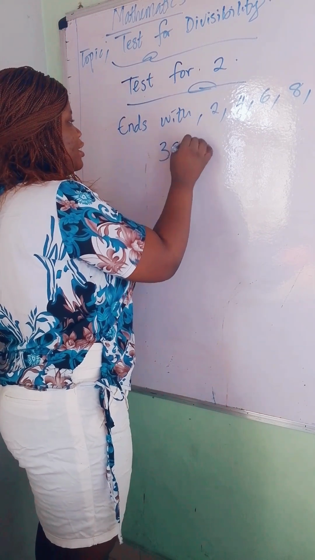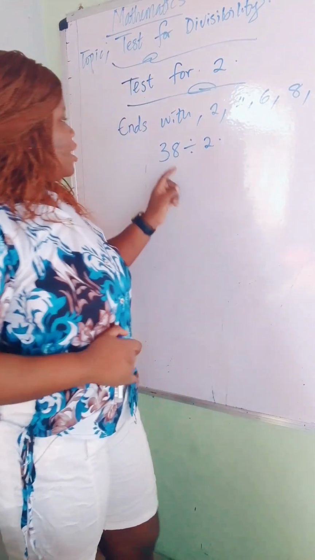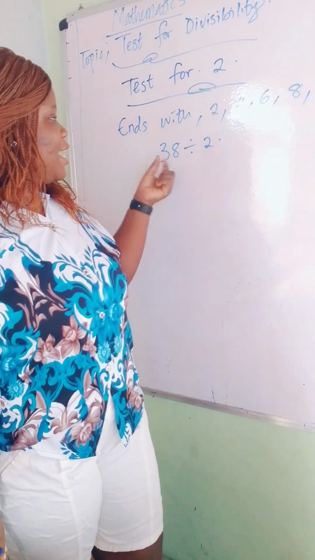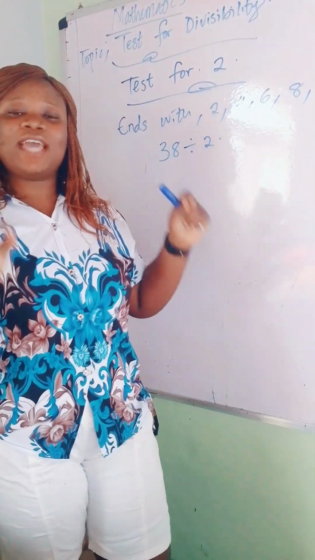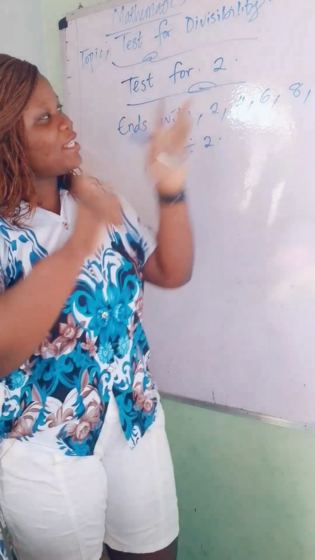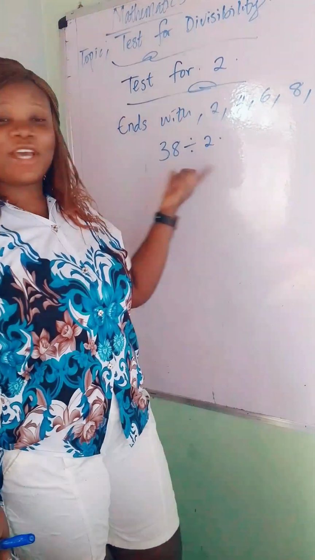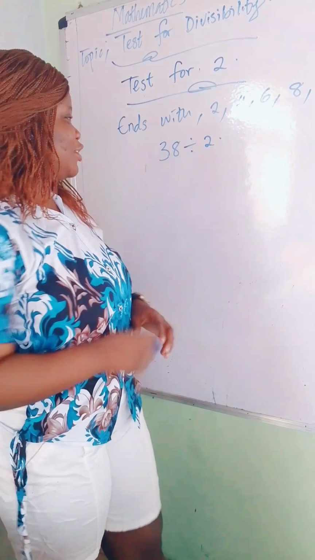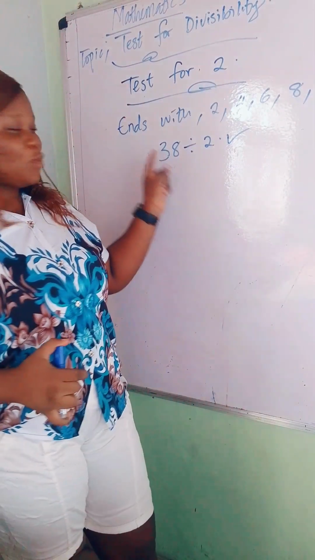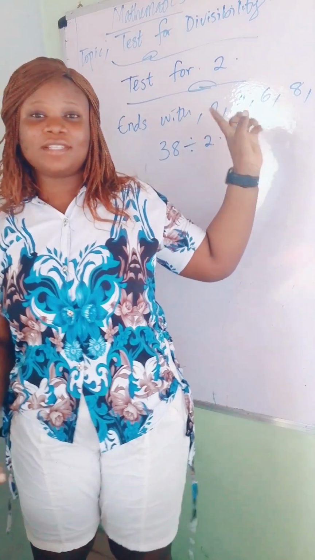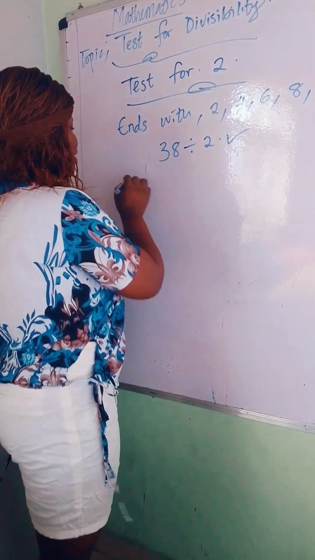Example, 38 divided by 2. Now if you want to check if 38 is divisible by 2, what does 38 end with? 38 ends with 8. And we already set the rule that any number that ends with 2, 4, 6, 8, and 0 can be divided by 2. So of course, can 38 be divided by 2? Let's know in the comment section. Yes, 38 can be divided by 2 because it ends with 8, and 8 is part of those numbers that can be divided by 2. Let's go to test for 3.